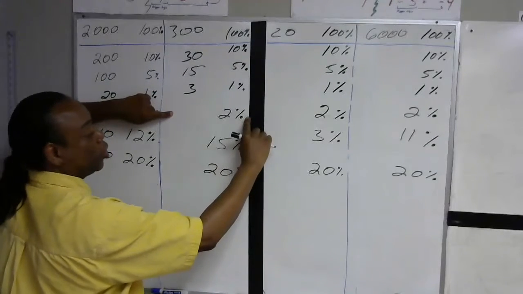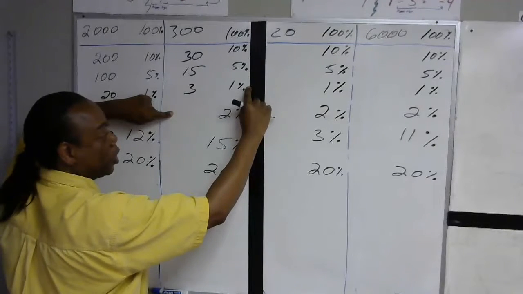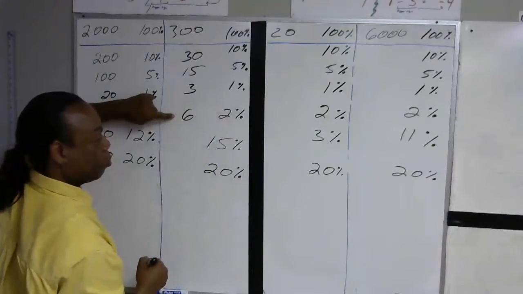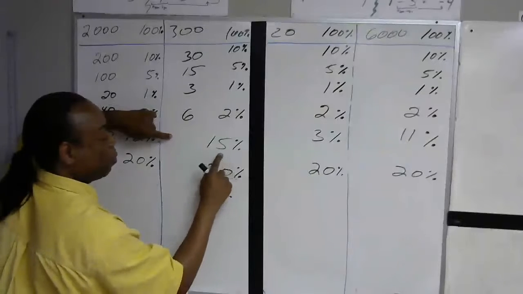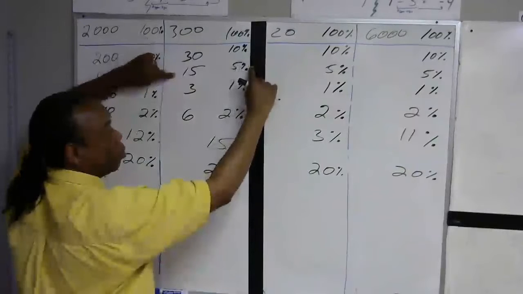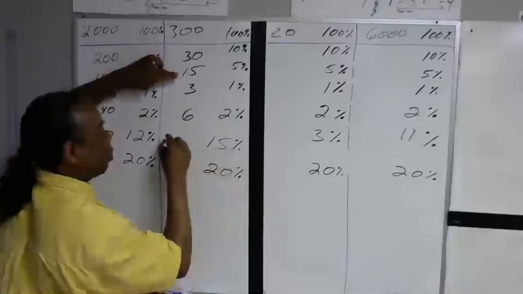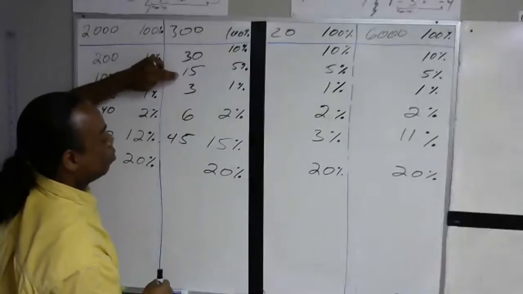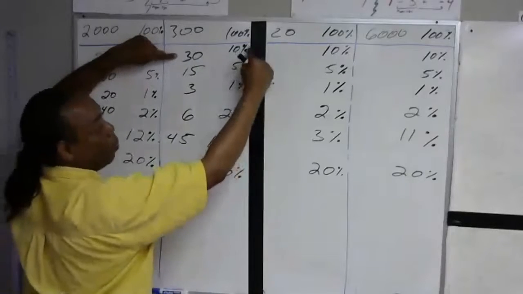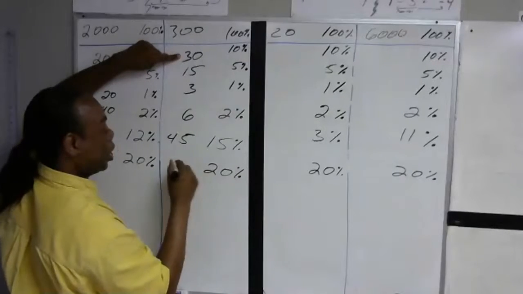To get your 2%, you can take your 1% and multiply it by 2. 3 times 2 is 6. To get 15%, you can use your 10% and your 5%. 30 added to 15 is 45. To get my 20%, I'm going to use my 10% times 2. So 30 times 2 is 60.